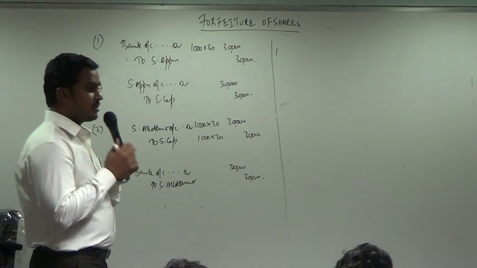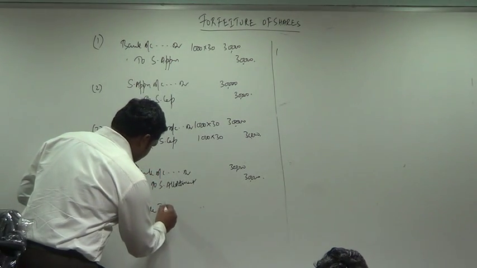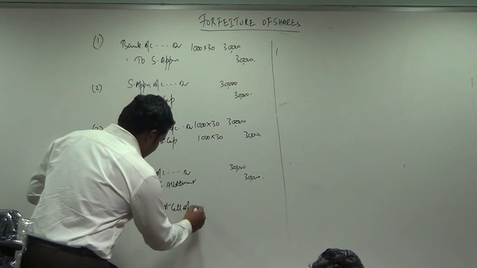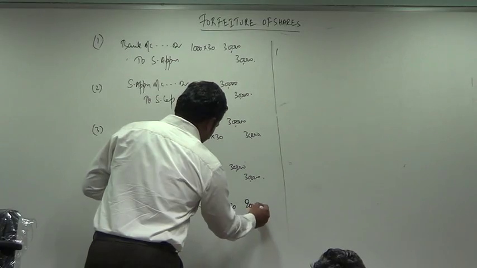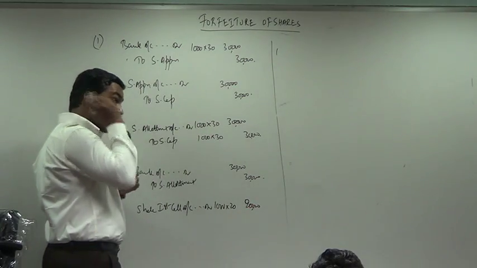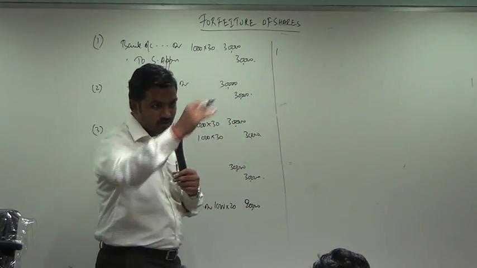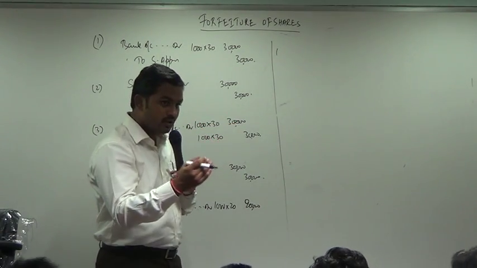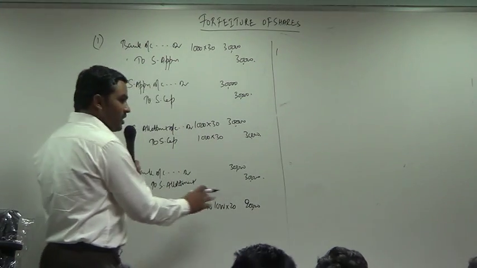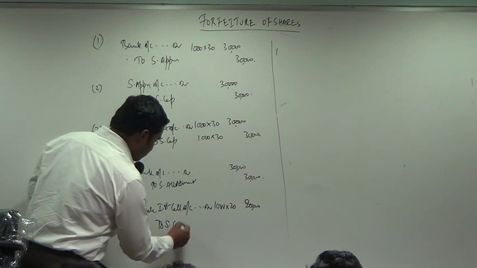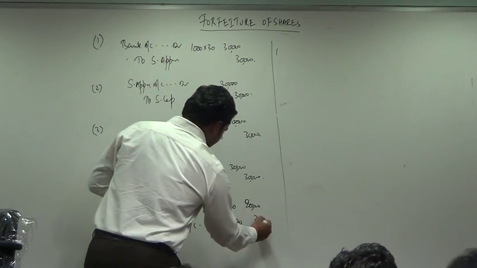First call is made due. What is the entry? Share first call account debit. How much? 1000 into 20, 20,000. You have called 20. 20 is called the called up amount. In the called up amount 20, how much is face value? 20. So the entire 20 rupees is credited to share capital account. 1000 into 20, 20,000.